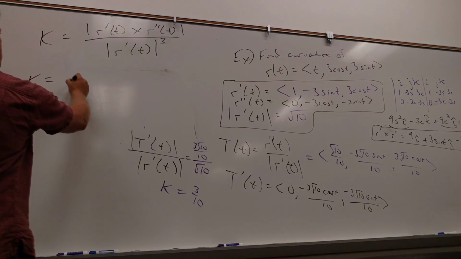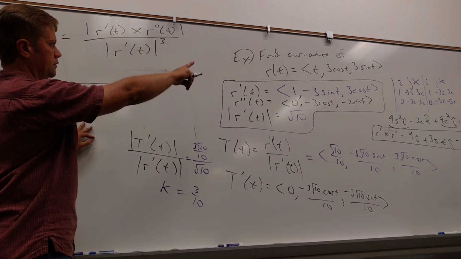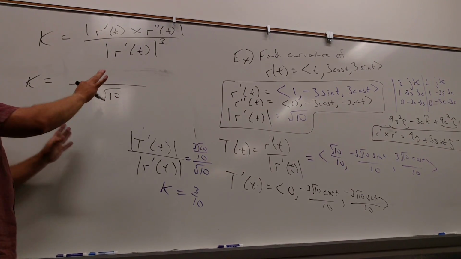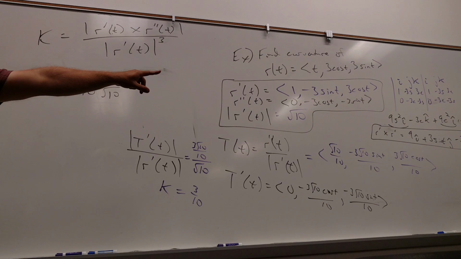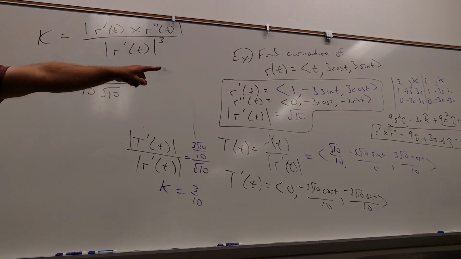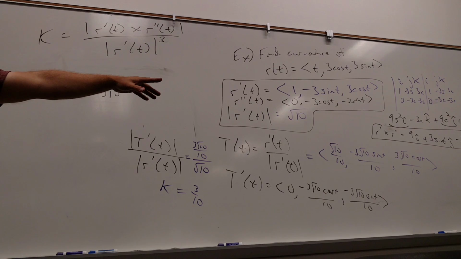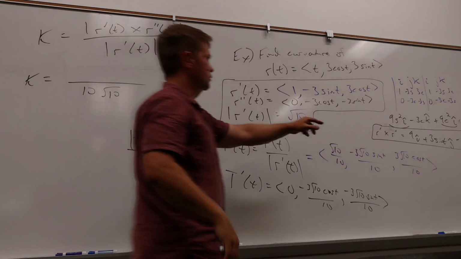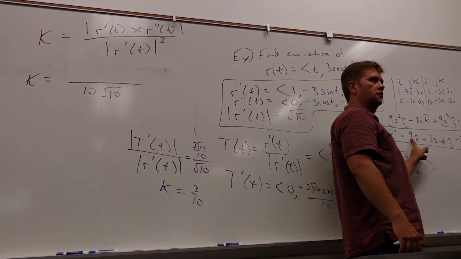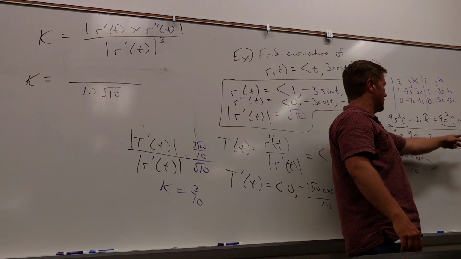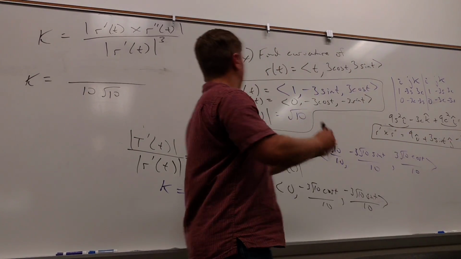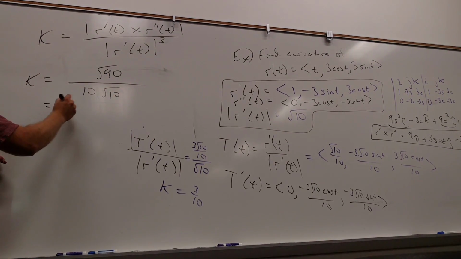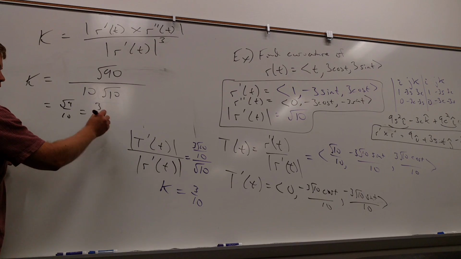Square root of 10? No, on the top, sorry. So on the bottom, r prime was square root of 10 cubed, so that'll be 10 rad 10. Is that cool? On the bottom. Now on the top, what's the length of r prime cross r double prime? 9 squared plus... 9, 18, square root of 18. 3 root 10. So it's 81 plus 9, so 90, and then rad 90. So I get rad 9 over 10, which is 3 over 10.